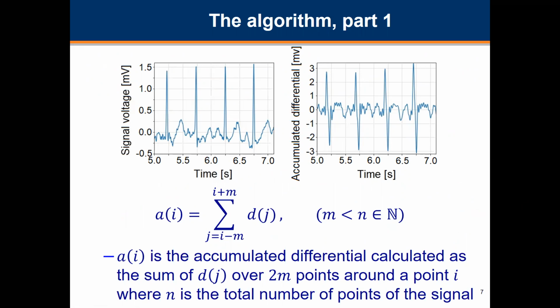The accumulated differential represents the sum of the differential in a number of points covering approximately half of the duration of the QRS complex. In the right figure, the calculated accumulated differential is shown. In this way, we can detect wave shapes with steep changes and high amplitudes and sufficient duration so that the steep changes as a result of noise are ignored.